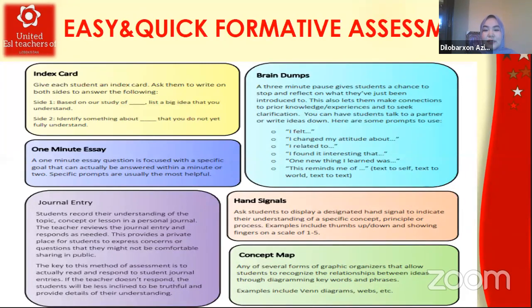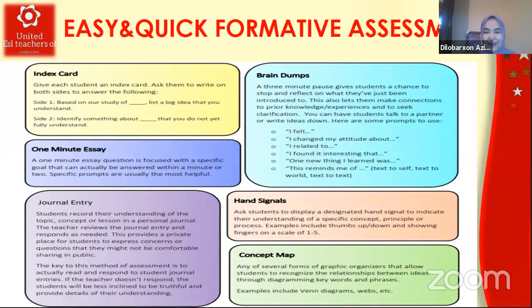And more importantly, here we have provided some prompts to use. So students will be writing with the help of these prompts, and they can improve their speaking as well, how to speak formally, how to write formally as well. And the next point is about hand signals.